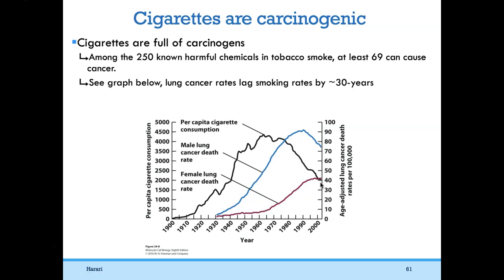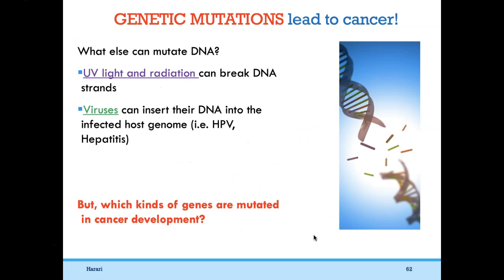So lung cancer rates lag the smoking rates by about 30 years, though. So where the height of cigarette smoking was in the 60s, the height of lung cancer was in the 90s. So it takes some time for mutations to really take effect on your health.